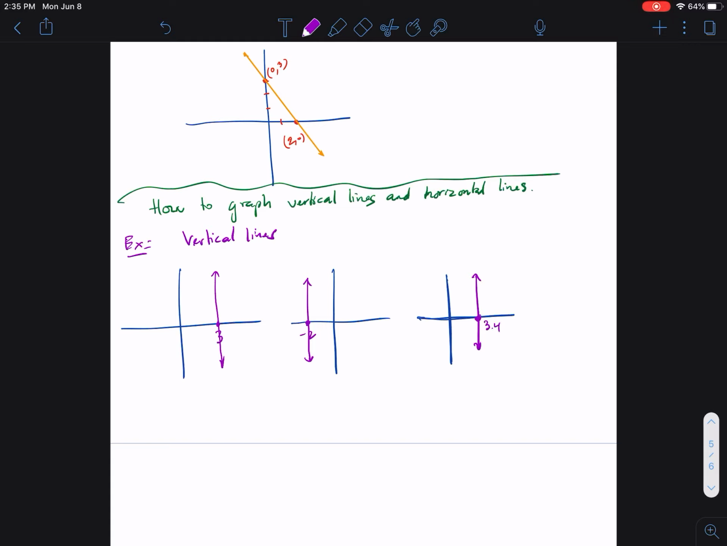Suppose I pick any point on this line. The x-coordinate is always 3 for any point on that line, and the y-coordinate can freely be anything. It's arbitrary. So for vertical lines, the equation for this one is just going to be x equal to 3. If you're looking at lines with two variables x and y, this indicates the x-coordinate is always 3, and the y can be anything.